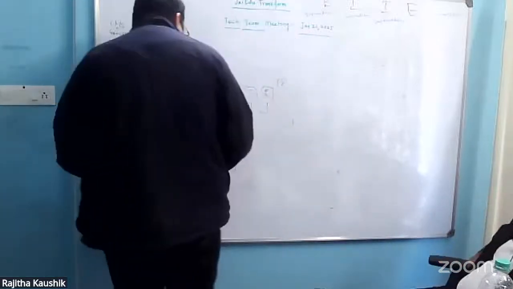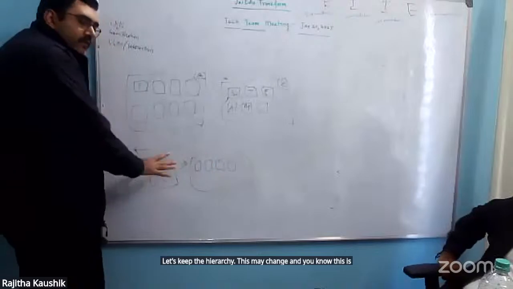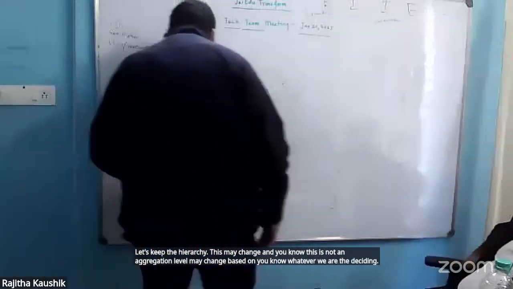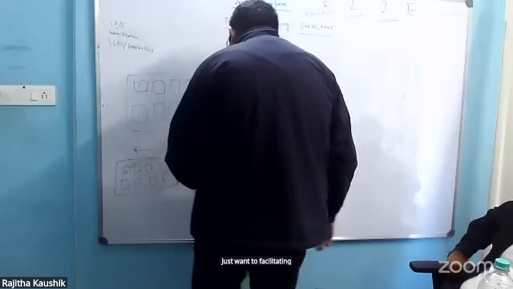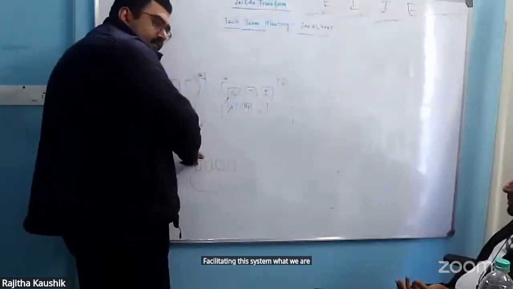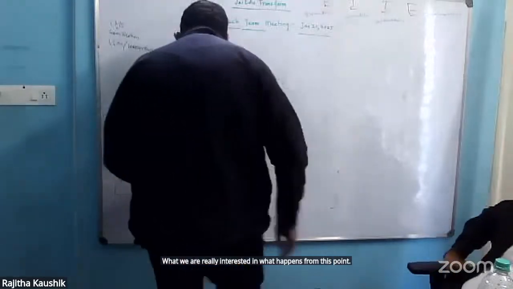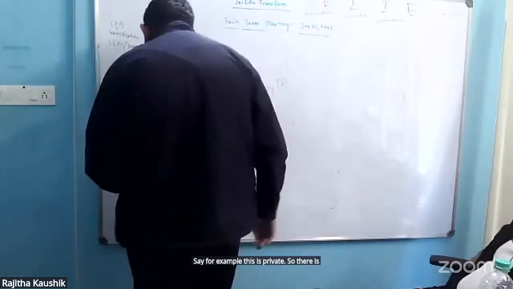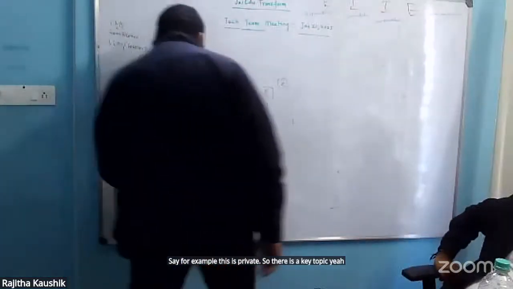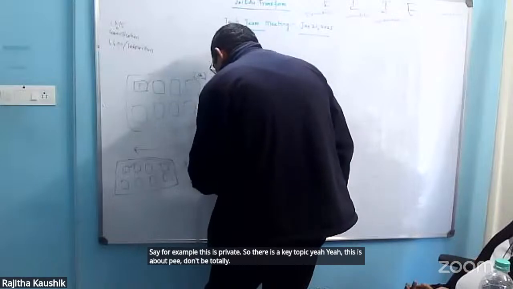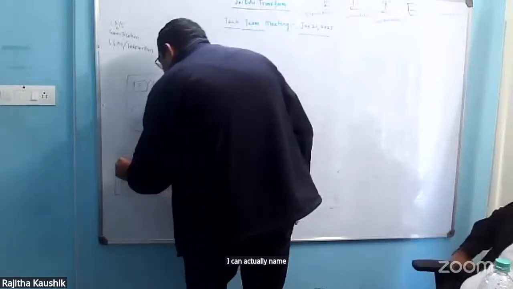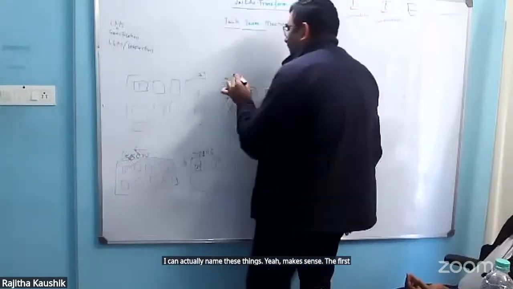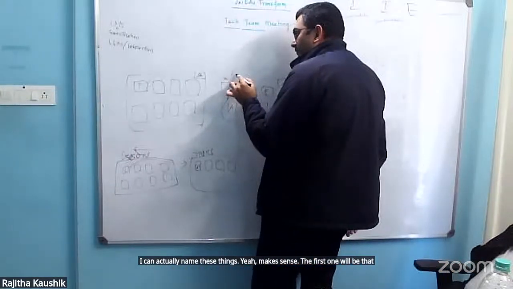This may change, and this is not an aggregation level, it may change based on whatever we are deciding. This is for facilitating this discussion. What we are really interested in is what happens from this point. Because this is going to be a topic. Say for example, this is gravity. So that is a topic. I can actually name these things. Yeah, makes sense, because naming will be very important. The first one will be fundamentals.